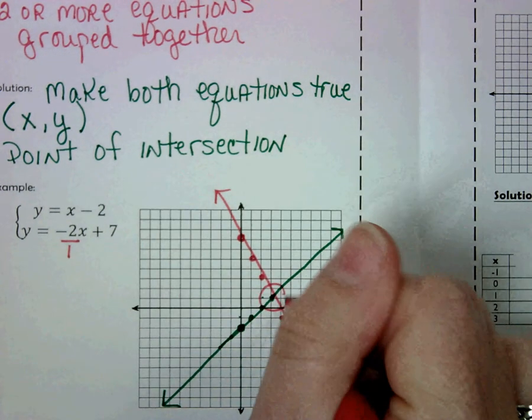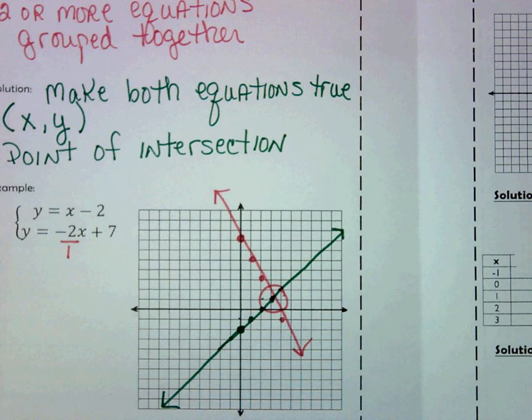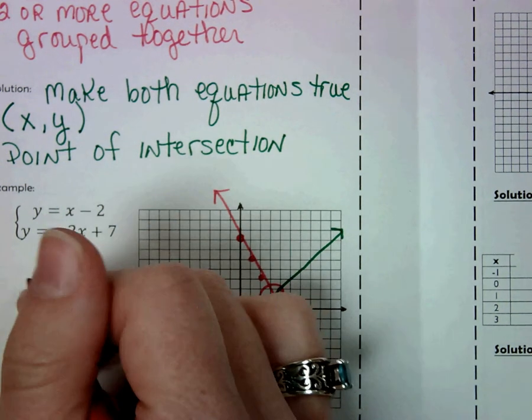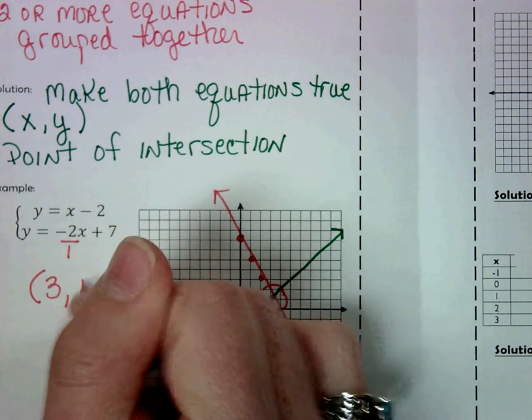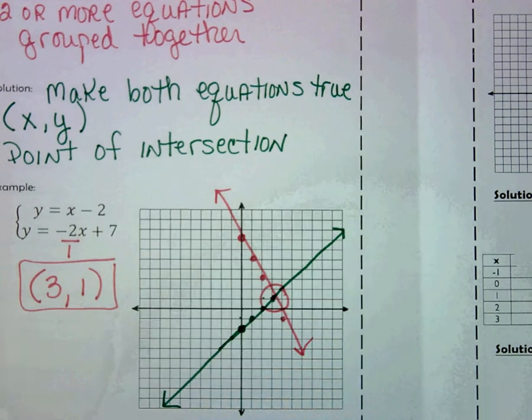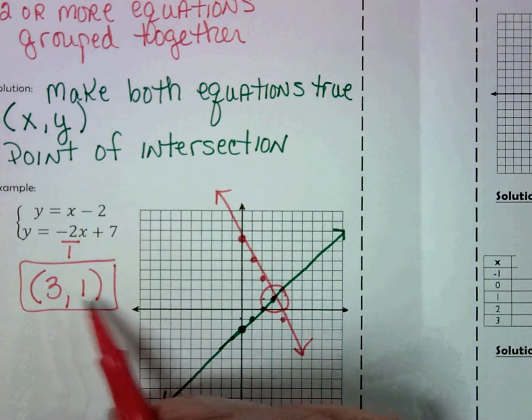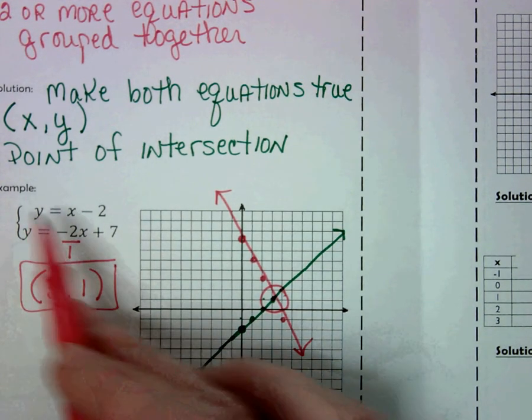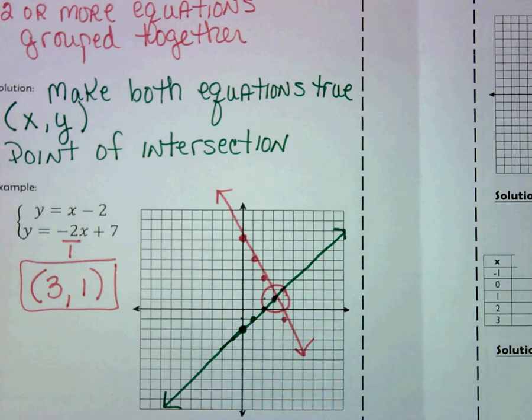Here is my point of intersection, and so I would state that my solution is (3, 1). Now I could check this. I could take this point, plug it into both equations for x and y, and I could see that it does make both equations true. Okay, look at the next examples.